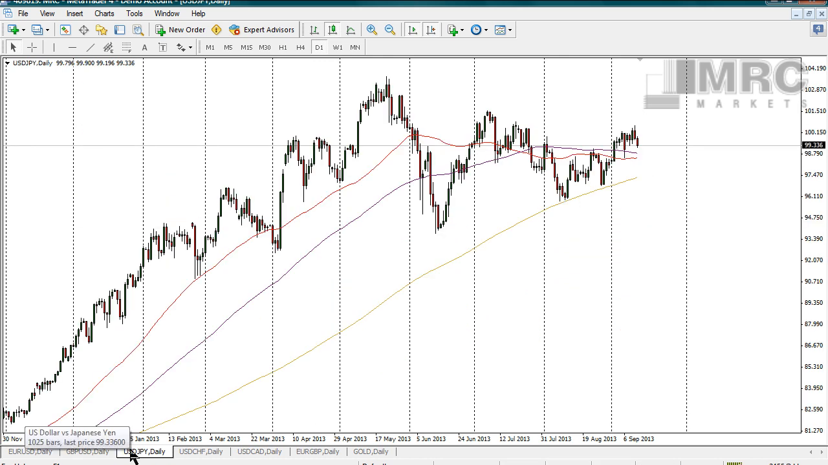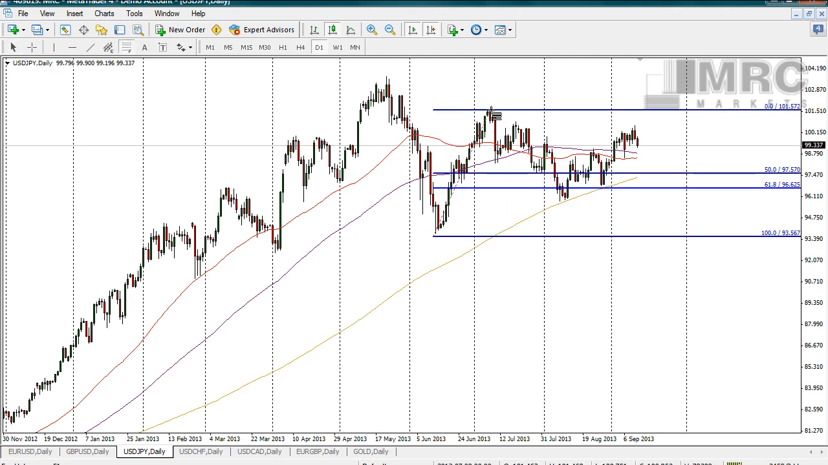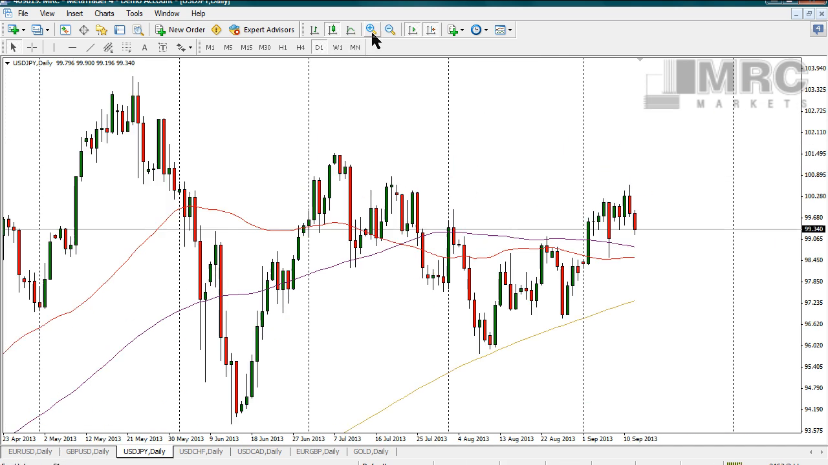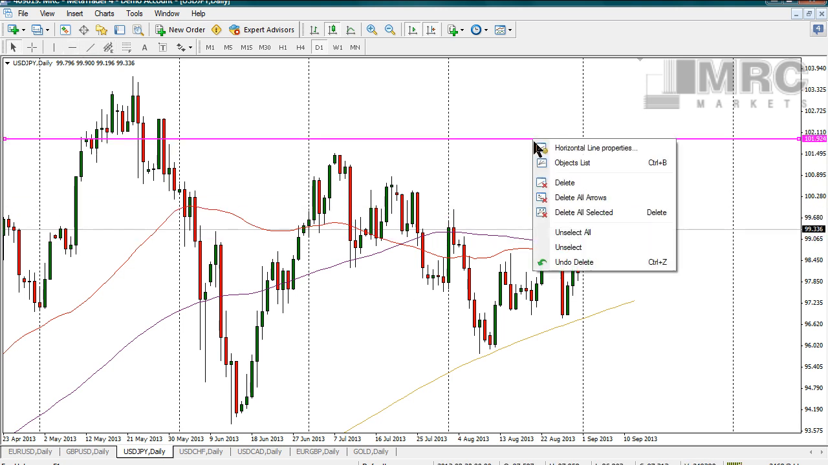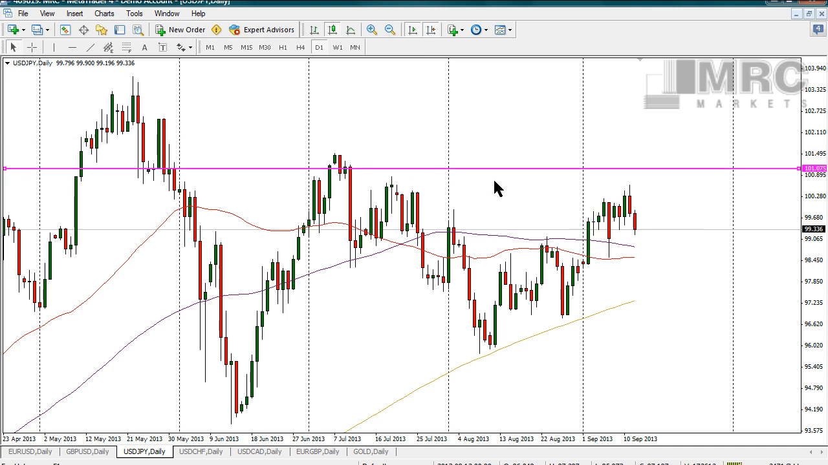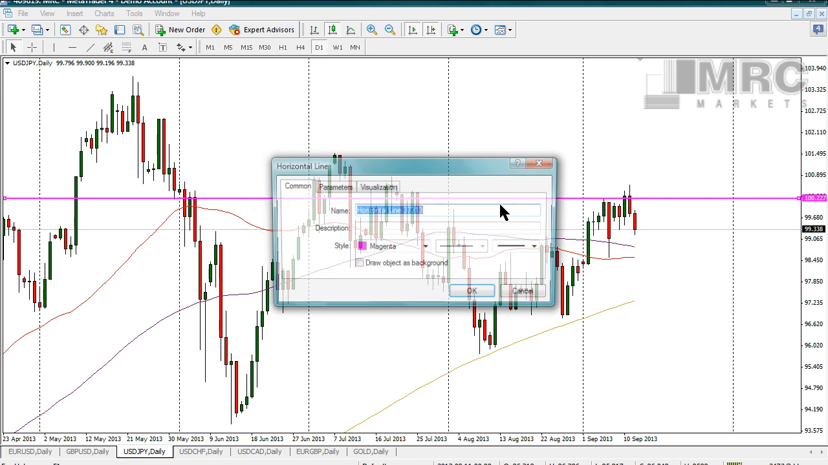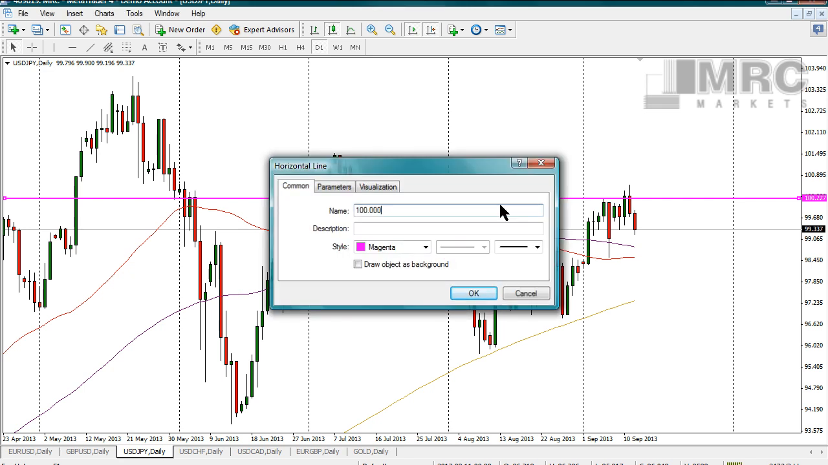Dollar yen, still in no man's land, really just chopping around in this range. Yeah, that wasn't a fib there. I think it's just trading off the round numbers really. I haven't spent too much time looking at dollar yen. But in terms of the levels, it's all about the 100 handle is definitely a key one to keep an eye on here.